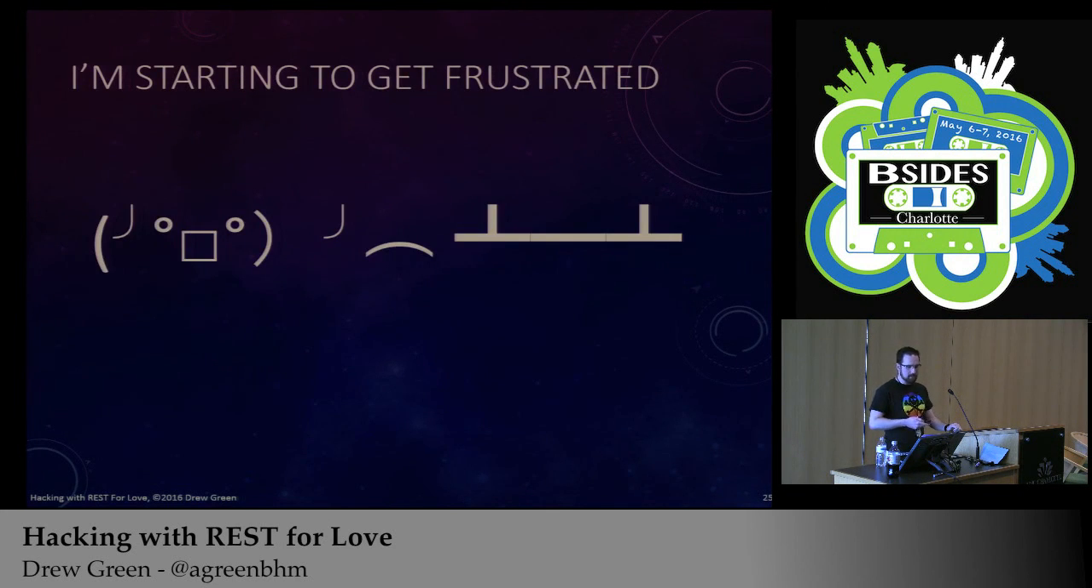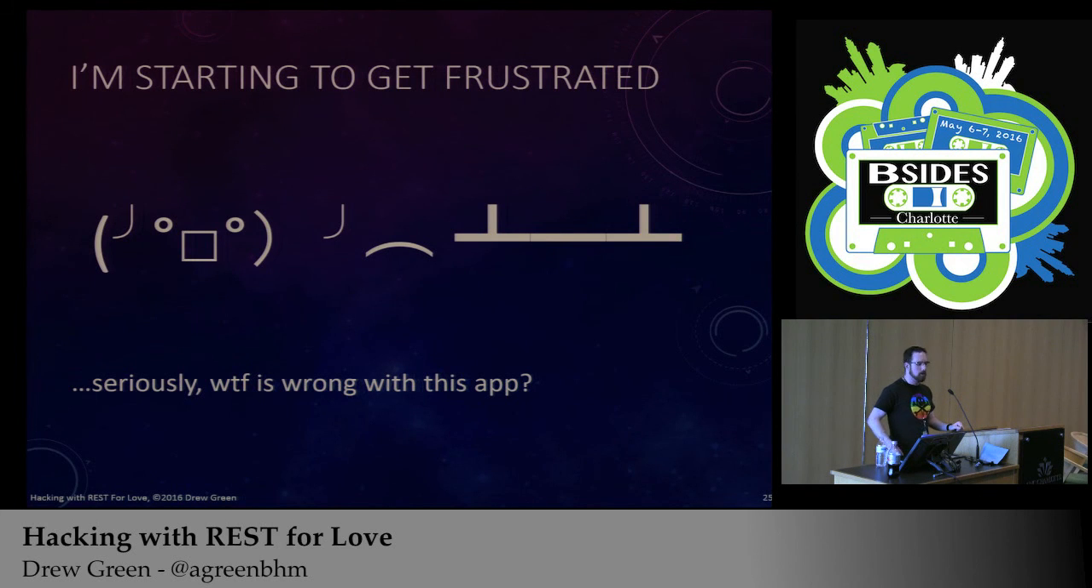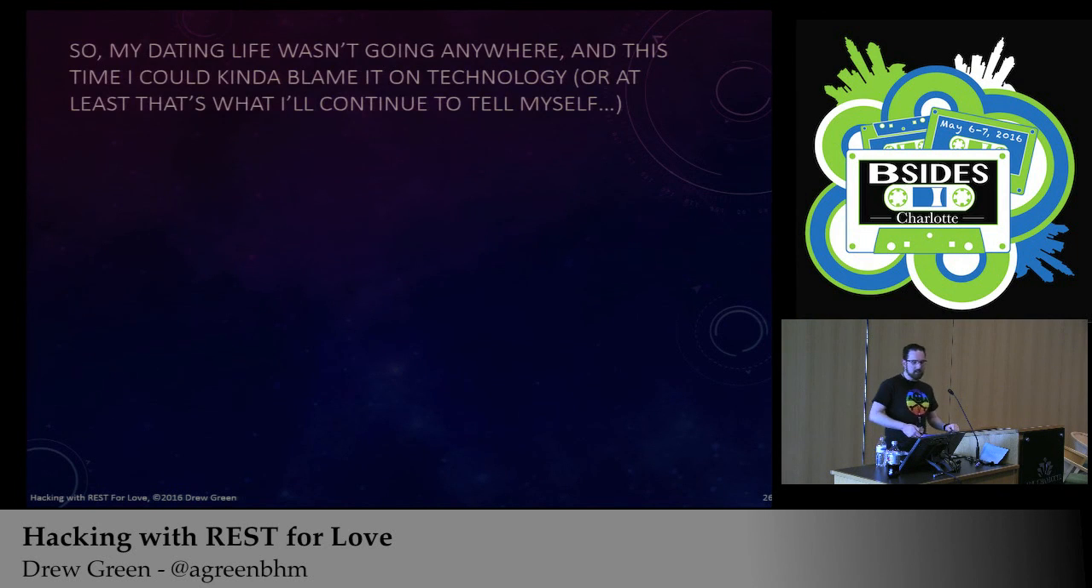Okay, so I'm getting frustrated. I'm flipping the table, and what's wrong with the app? What's happening here? I think it was a Saturday morning. I'm having some coffee, trying to enjoy my weekend, the little time I get off, and just trying to talk to somebody, and it's not happening. I finally got somebody to talk to me. Why can't I actually talk to them? So dating life's not going anywhere, getting frustrated, blah, blah, blah.